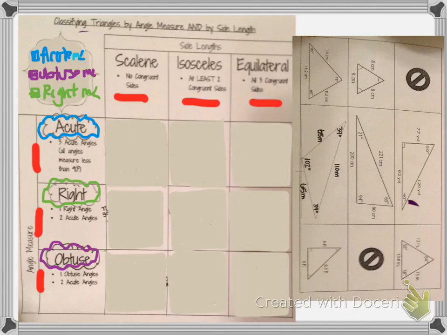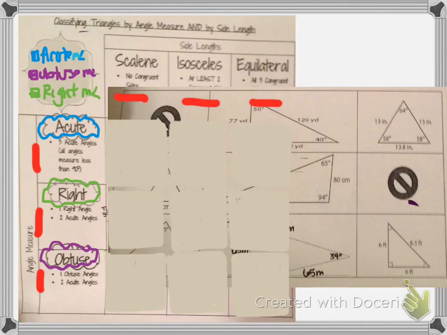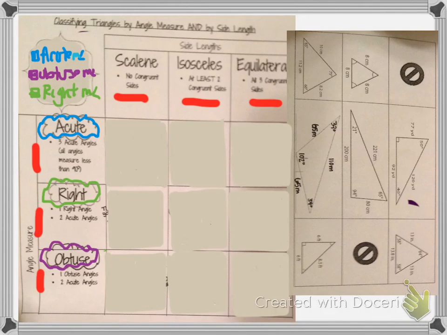Okay, so if we're looking at acute scalene, an acute scalene triangle is going to have 3 acute angles and no congruent sides. So we want to look at this paper and see which one of these has 3 acute angles and no congruent sides. So if we look for no congruent sides, we have this one over here, and it says that our sides are 10 centimeters, 8.2 centimeters, and 11.2 centimeters, so those are no congruent sides, and our inside angles are 75 degrees, 45 degrees, and 60 degrees. That would classify as an acute scalene.